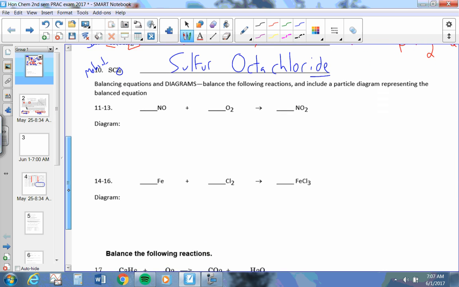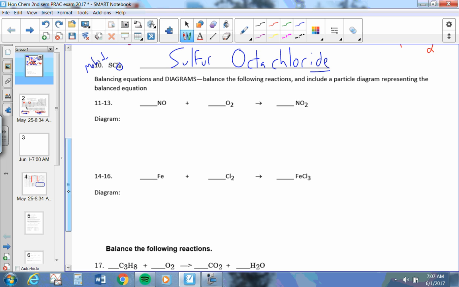Next on this one, balancing the following equations. These ones do require that you put a diagram. How do we go about putting a diagram for them? Well, just draw what it says. An NO might look like an N tied to an O. No colors needed. O2 might look like an O tied to an O. And it yields an N tied to 2 O's.